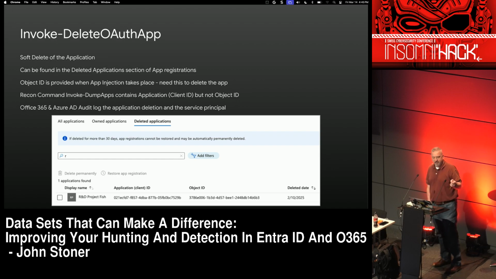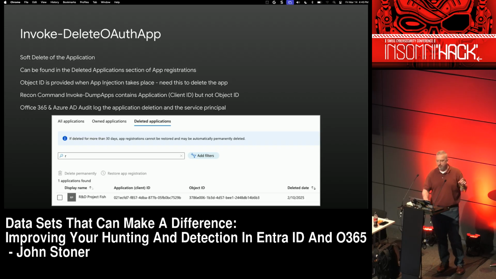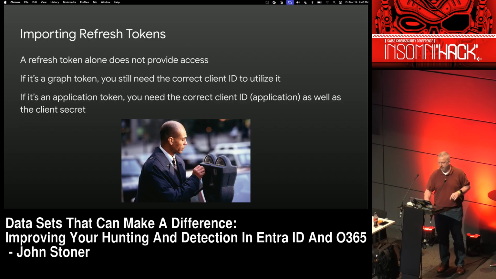O365 logs this. Azure AD audit logs this. They log the deletion and the service principal. That's about all I want to say on that one. There is a hard delete. Hard delete is a separate log entry, but you can't do that from inside the function, nor do I recall, I don't think you can do it from the API. I think you have to do the hard delete from the portal itself.